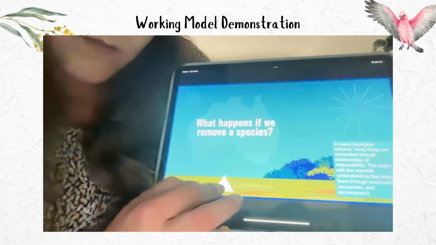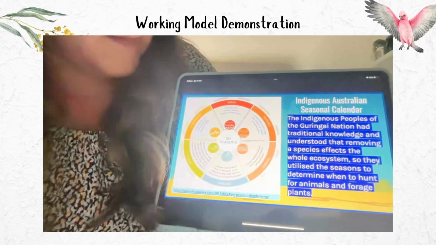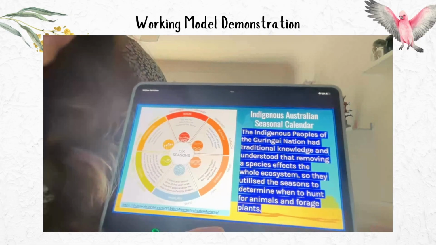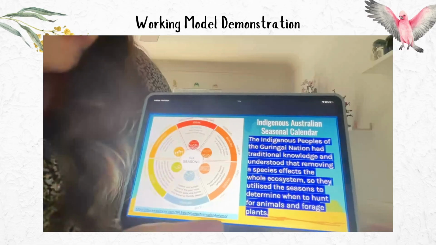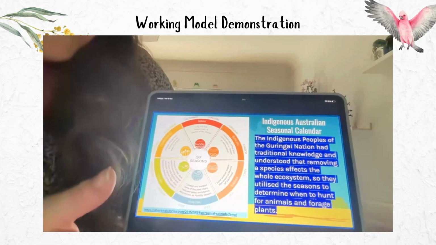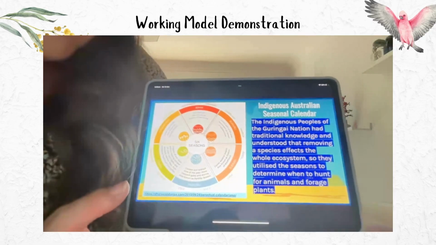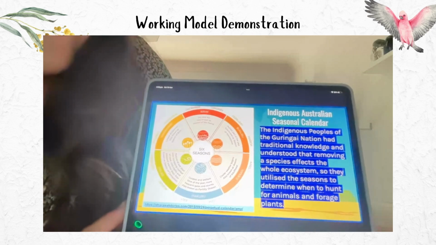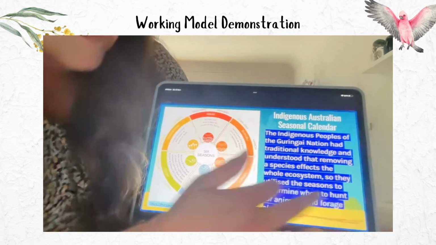Now, we can return home by clicking the triangle, or we can go to our next page where we can see a seasonal calendar. This one is from the Darawal Nation. However, the Indigenous peoples of the Guringai Nation also had knowledge that where they understood that removing a species affects the whole ecosystem, and they utilized the seasons to determine when to hunt for animals and forage plants.